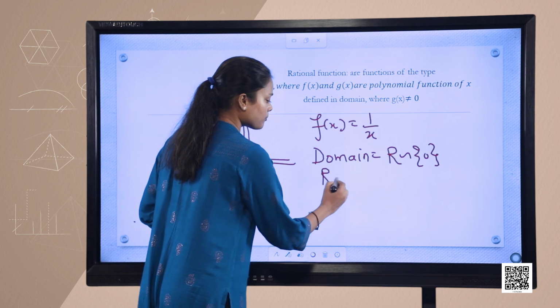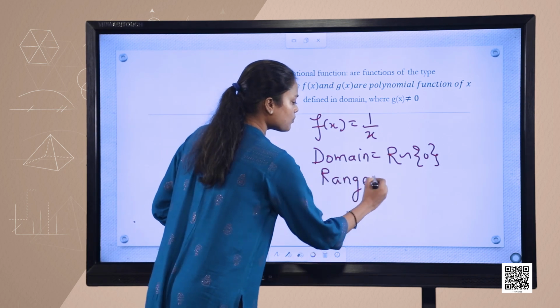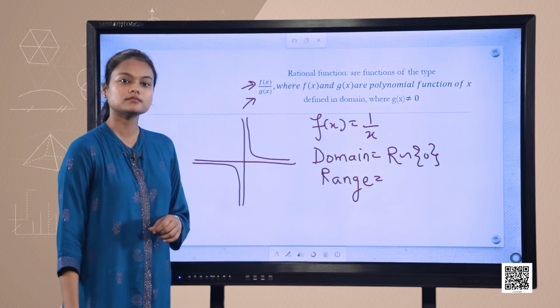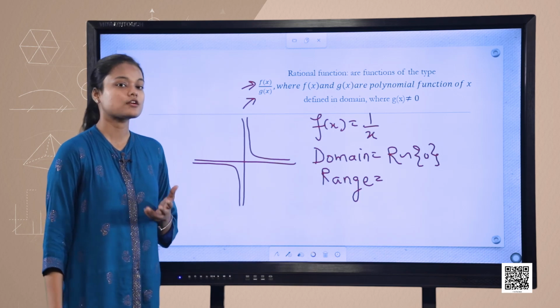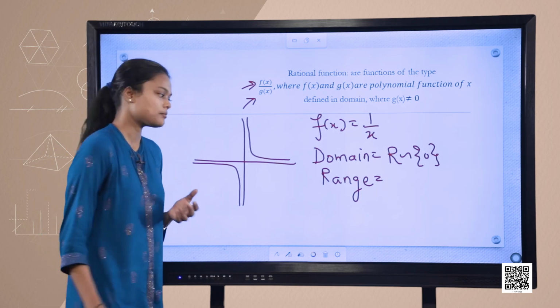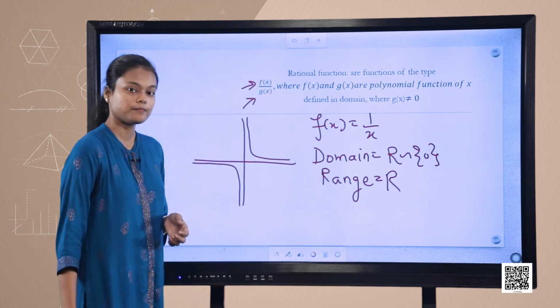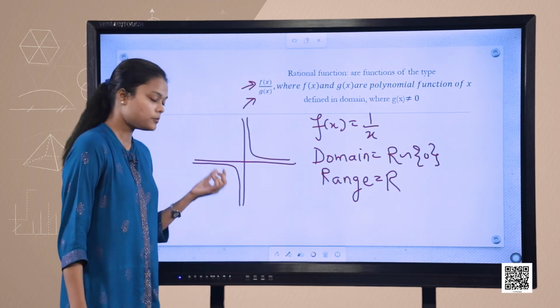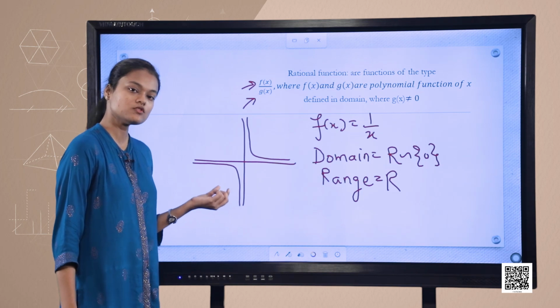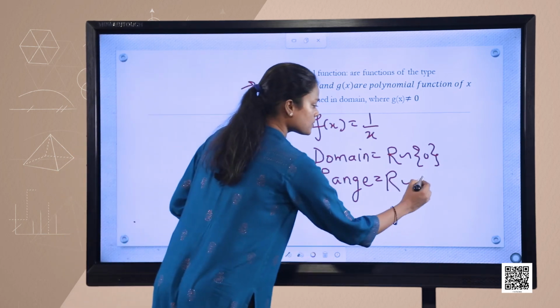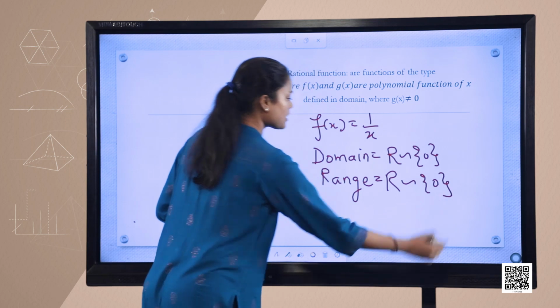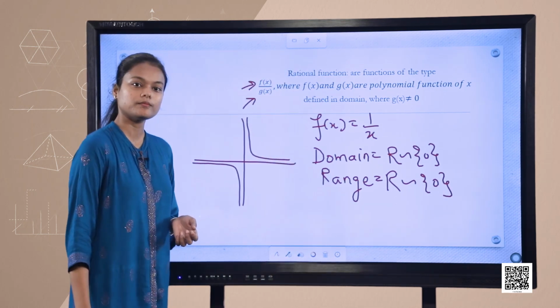Such a graph is said to be a rectangular hyperbola. Now, from the graph itself, can you tell me what will be the range? Range is the set of real numbers, full R. Again, will 0 be there in the range? No. So it will be the same as the domain. Okay?